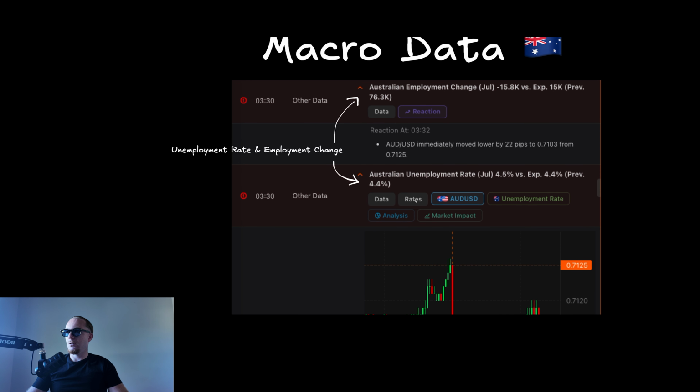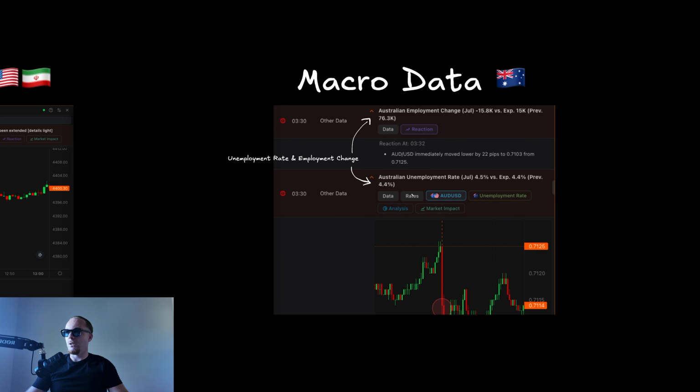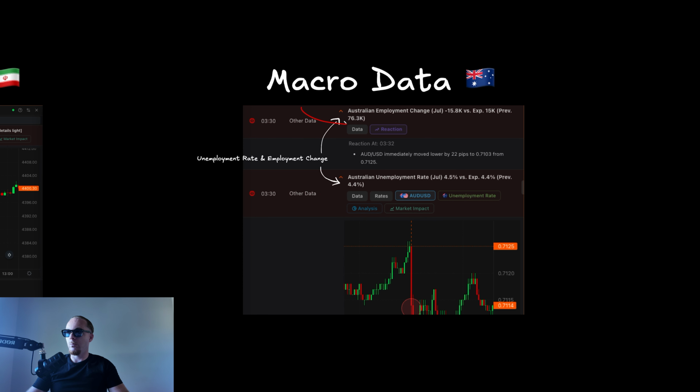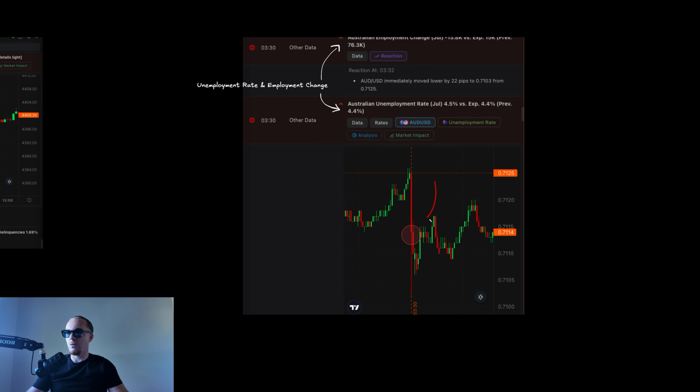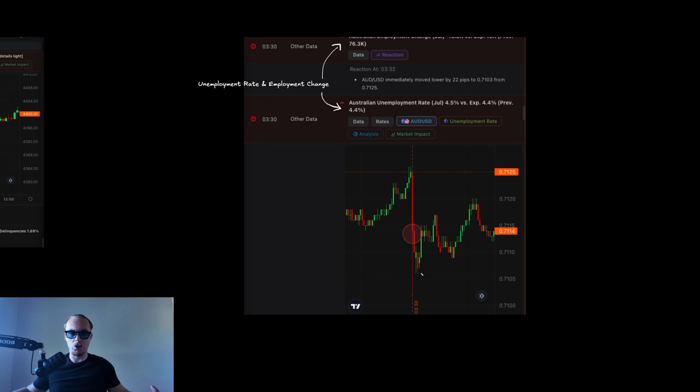The second example is macro data, especially the Australian employment change and the Australian unemployment rate. Same, you have the market impact here. Boom, the Australian dollar is dropping. There is no manipulation. It's because of this data. This is part of the context.